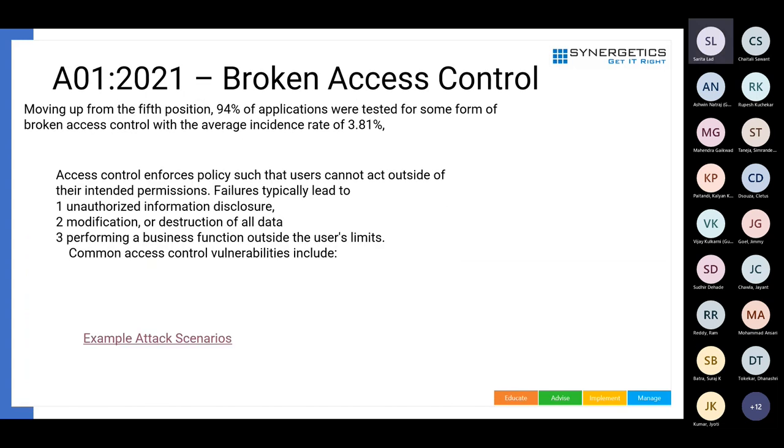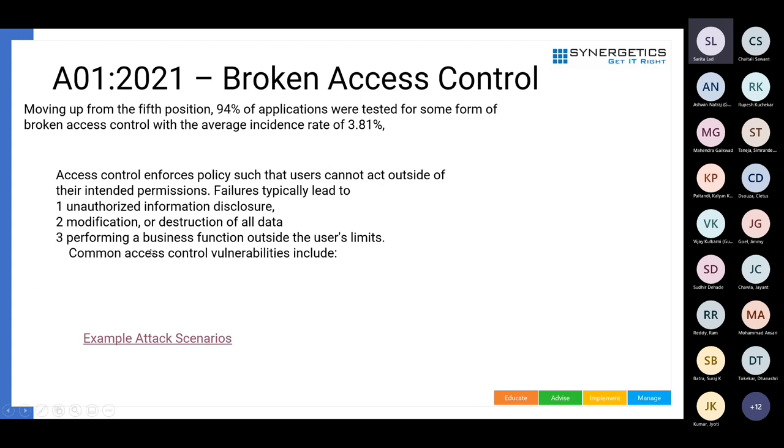So we are going to discuss one by one all these points in short. So first, what is this broken access control? It is enforced that users should not get access beyond their limited permissions. Failure to do that can expose important information on your resource, or even the hacker can modify or destroy all of your data on the server. And third one can be unavoidable business transactions or business functions that can be out of limit of the user, that can also be possible.